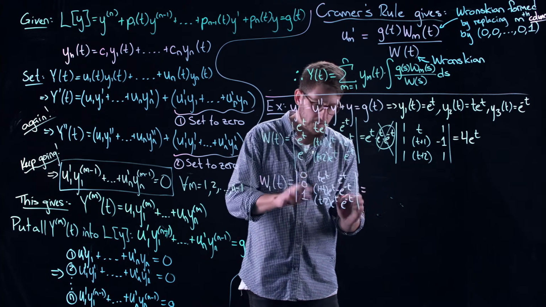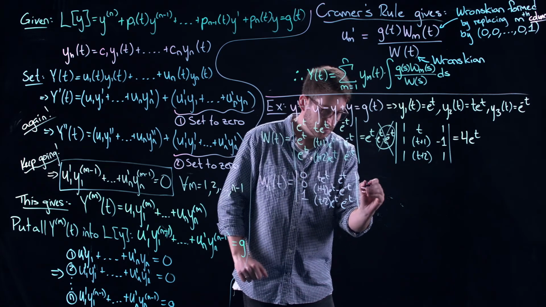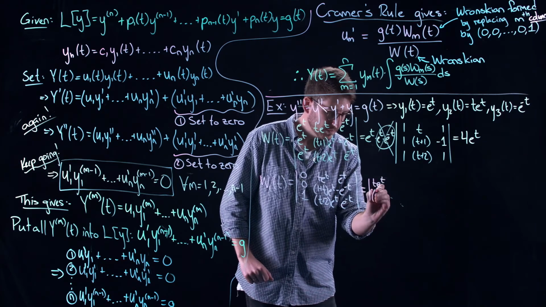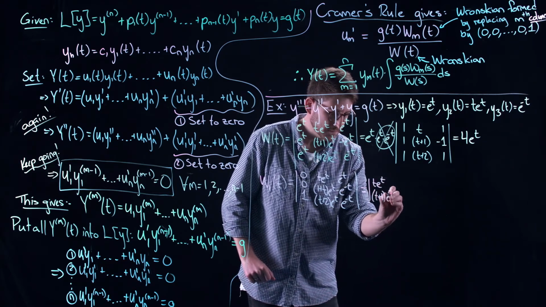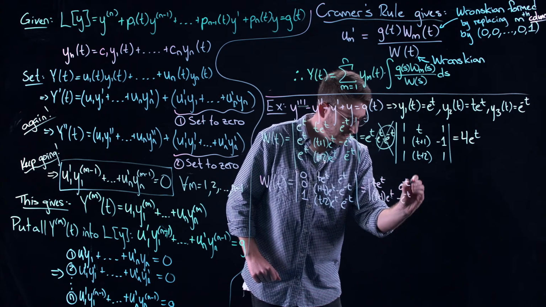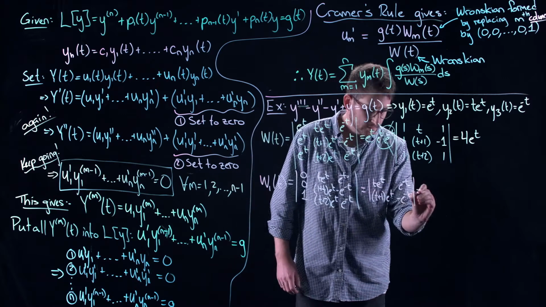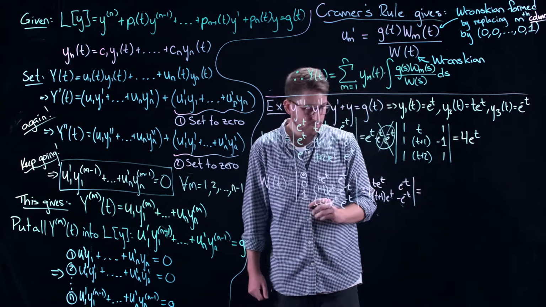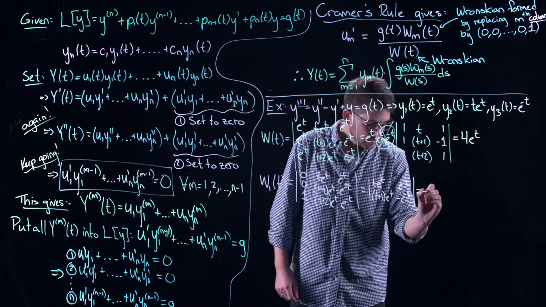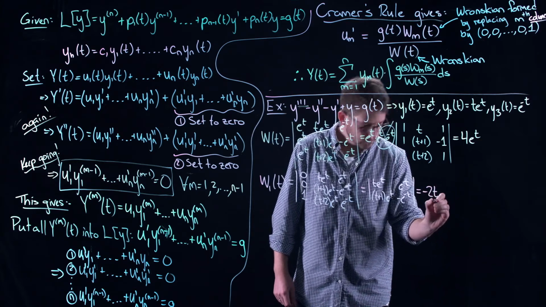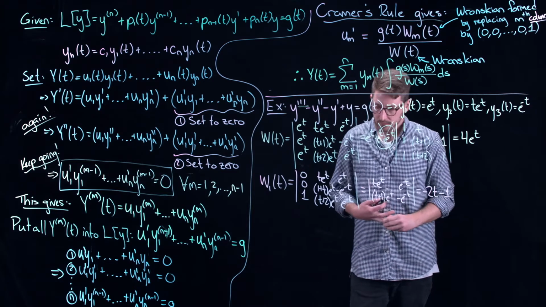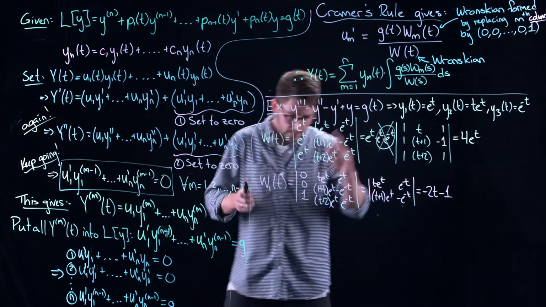And this determinant is equal to just the determinant of this 2 by 2 up top: t e to the t, (t plus 1) e to the t, e to the minus t, minus e to the minus t. And in this case, again, you can have a little bit of fun here, but this comes out to be minus 2t minus 1. Okay? So let's keep rolling.